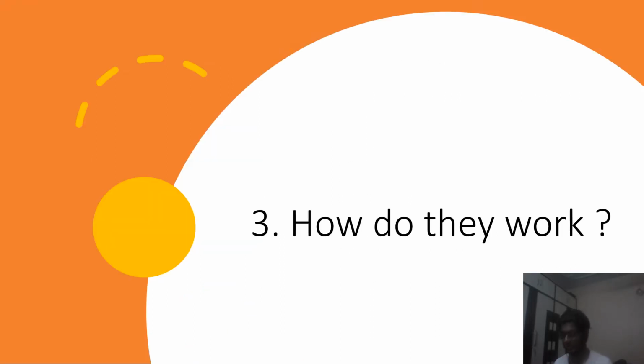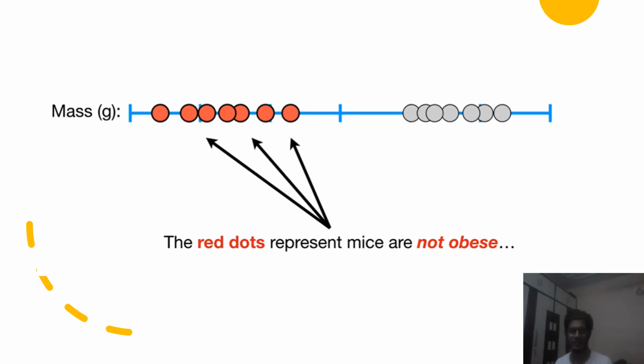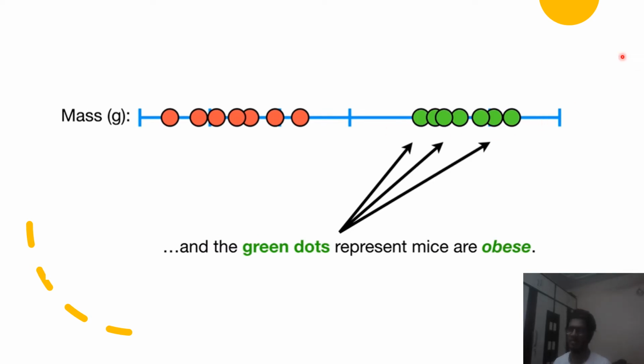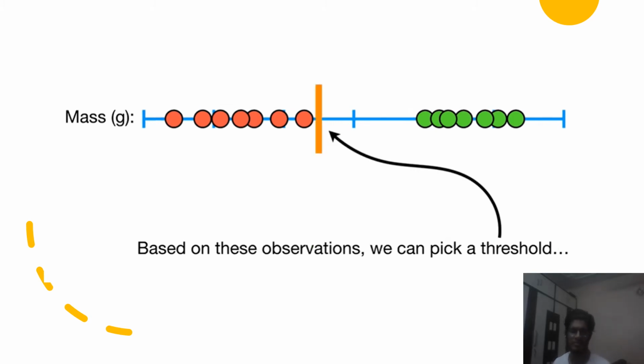How do they work? Let's suppose we have a data set. Let me just switch to laser. So let's say we have certain data points on a one-dimensional plane. These red dots represent mice that are not obese, and these green dots represent mice that are obese. This is given as training data to the SVM.